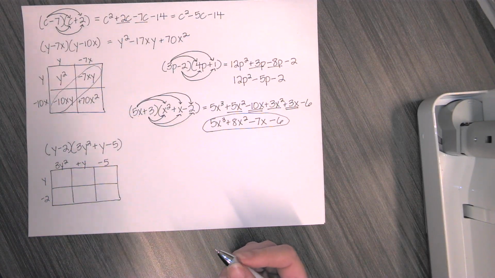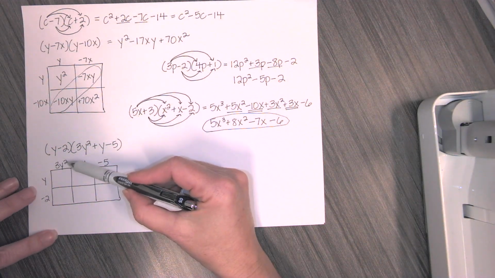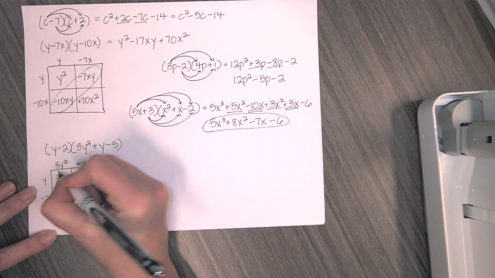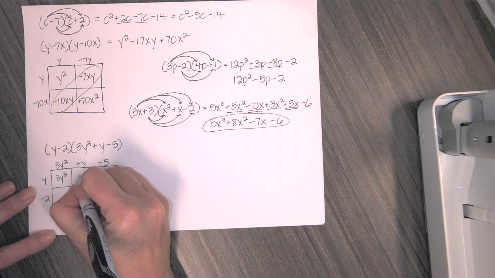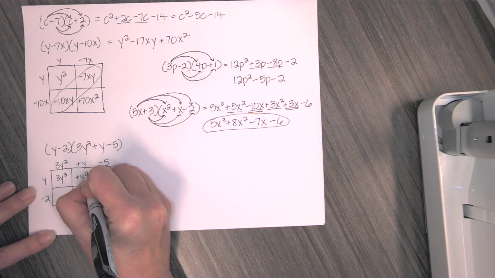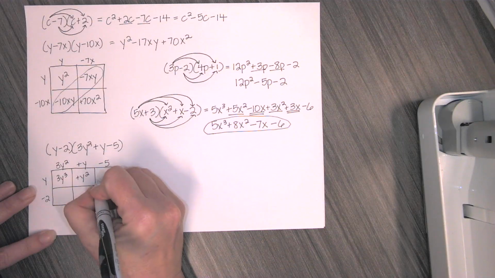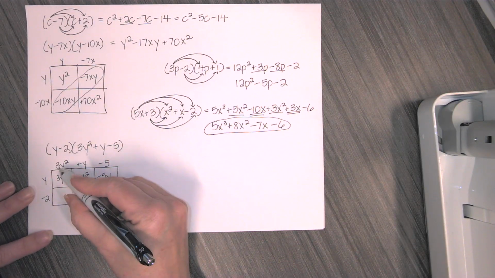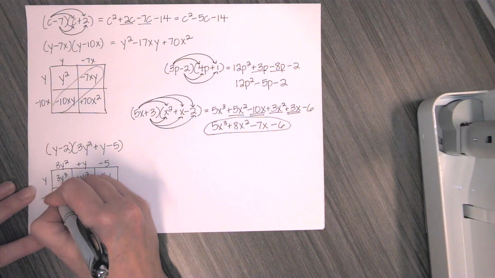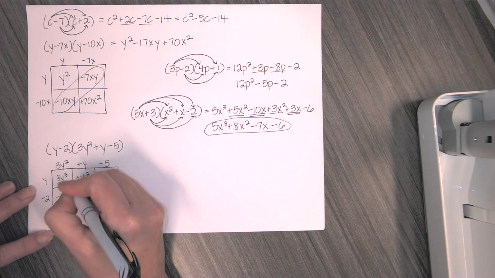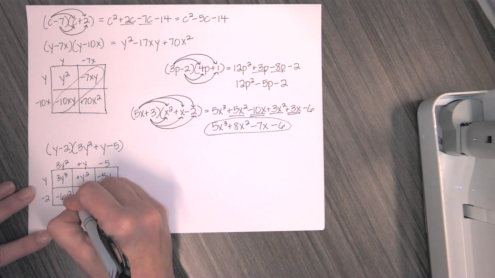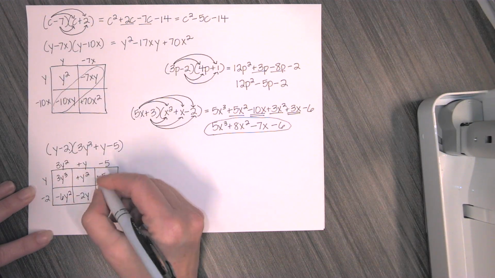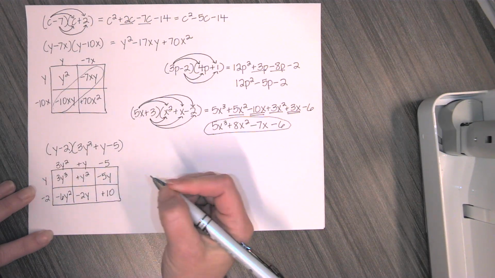Okay, so let's see if we can fill in all these squares by multiplying what's on the side of each square. All right, so we've got 3y squared times y. That's going to be 3y cubed. We've got y times y. That's going to be positive y squared. We've got y times negative 5 is negative 5y. 3y squared times negative 2 is negative 6y squared. Y times negative 2 is negative 2y. And negative 2 times negative 5 is positive 10.